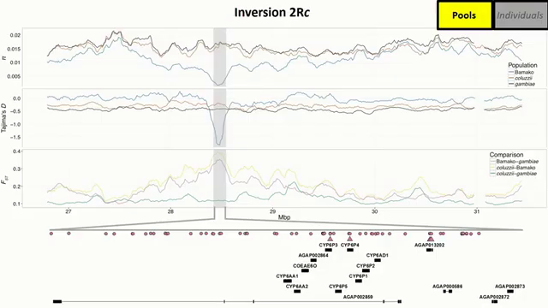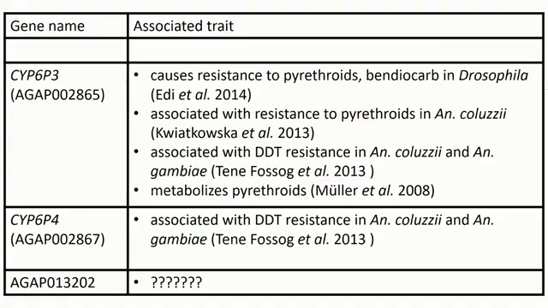So we don't know whether these non-synonymous SNPs are driving what appears to be a selective sweep in Bamako, but we wanted to know what these genes are doing. And on that front, there's good news and there's bad news. CYP6P3 is known not only to be associated with insecticide resistance, but actually to metabolize pyrethroids directly. Similarly, CYP6P4 is associated with DDT resistance, but for AGAP013202, we don't have any annotation.